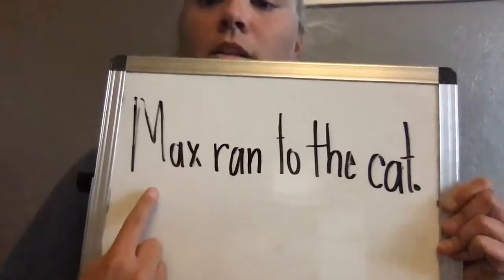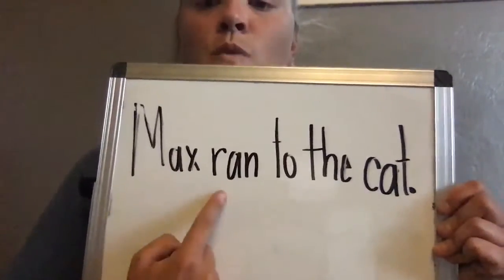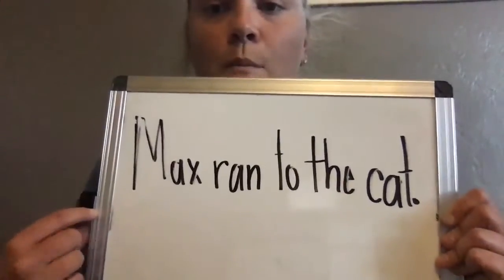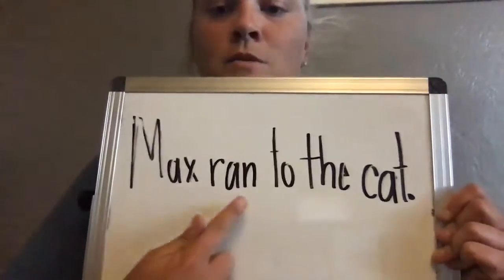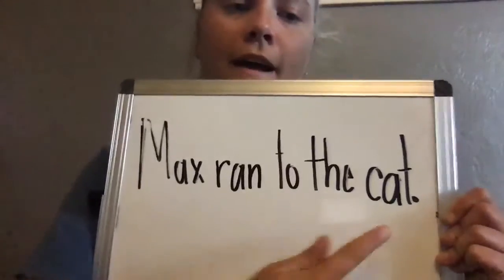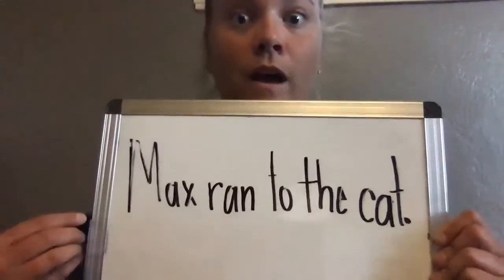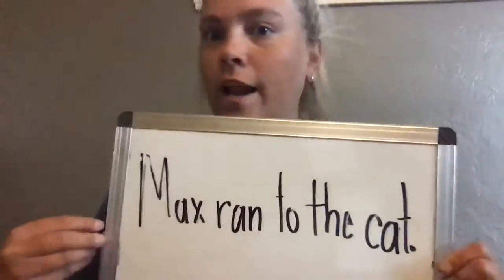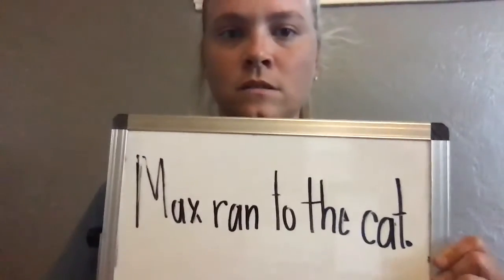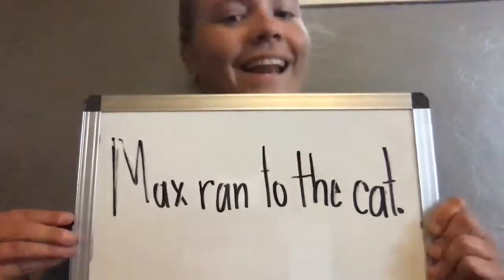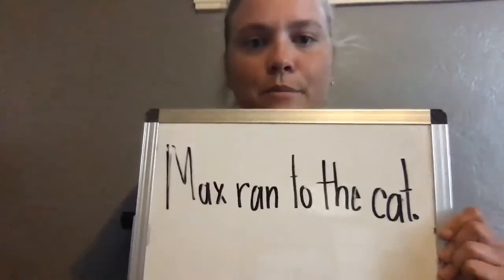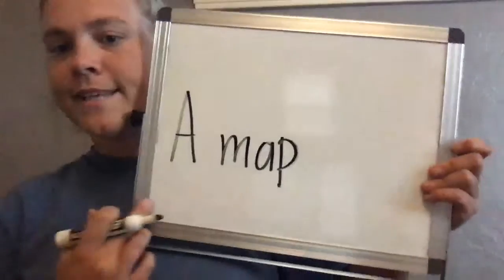All right, let's read. Max ran to the cat. Let's try it one more time. Max ran to the cat. All right, I want you to think to yourself, is this a complete sentence or not a complete sentence? You're right, it is a complete sentence. Max ran to the cat is a complete sentence. Awesome job.